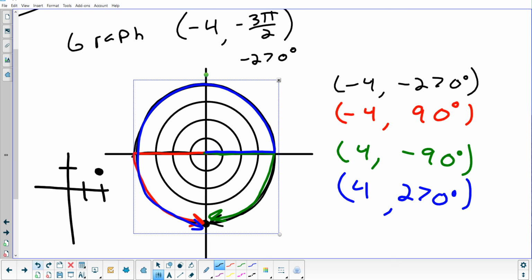Questions on that idea? So which way is preferred? I don't know. The positive usually is pretty popular. So it just depends on what they ask for.